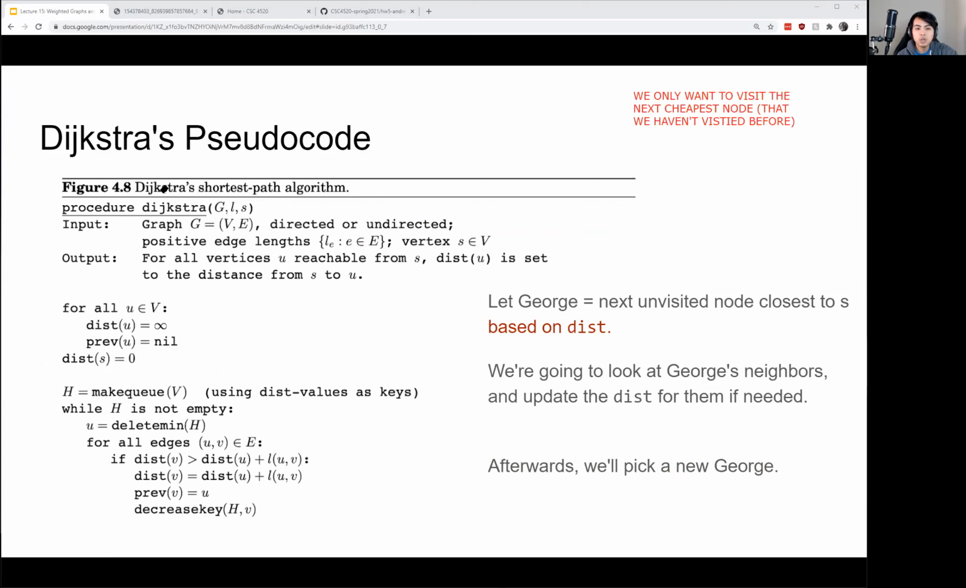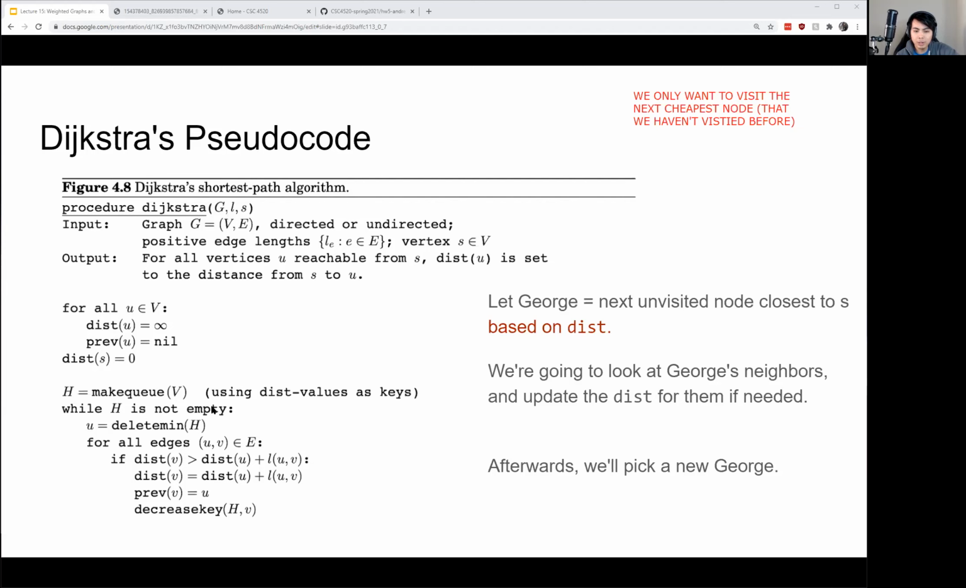All right. So at the very beginning, we're going to start with a bunch of infinities and a bunch of nulls, right? Distance will be an array of size V with a bunch of infinities in it, and prev will be a bunch of nulls. And then at the very beginning, like we said before, distance of S is equal to 0. We get that for free each time. Then we make a priority queue here using the distance values as keys.